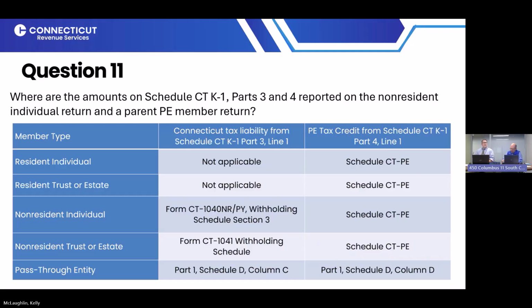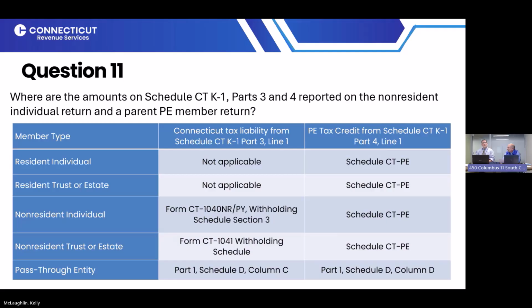For non-resident individuals, if filing their CT-1040 NR/PY, any tax payment on their behalf would be reported as withholding on Schedule 3. For non-resident trusts or estates, it would be reported on the withholding schedule within the CT-1041. And for the pass-through entity, it is now reported on Part 1, Schedule D, Column C.